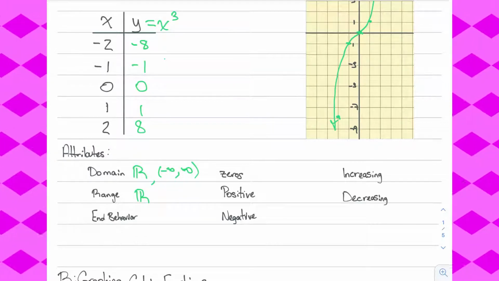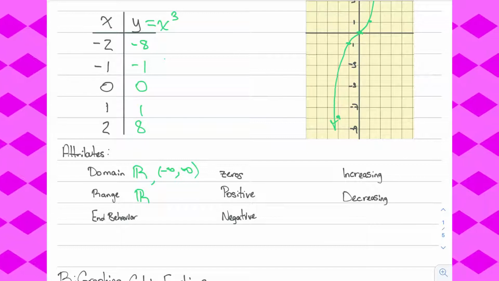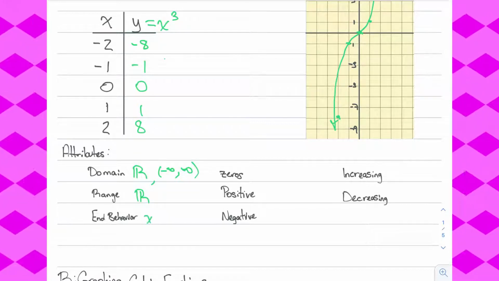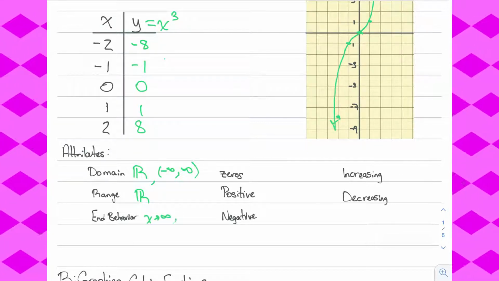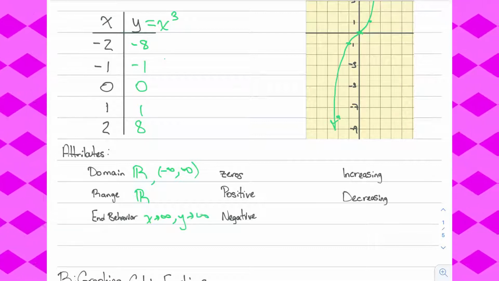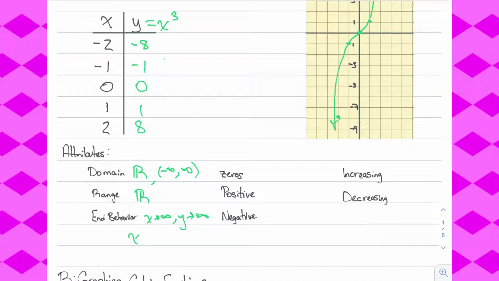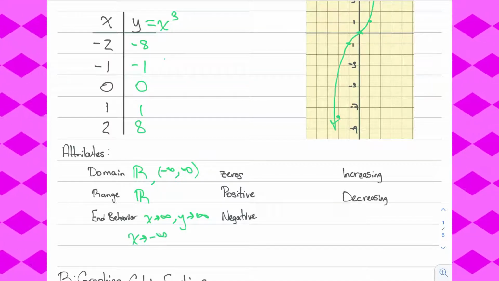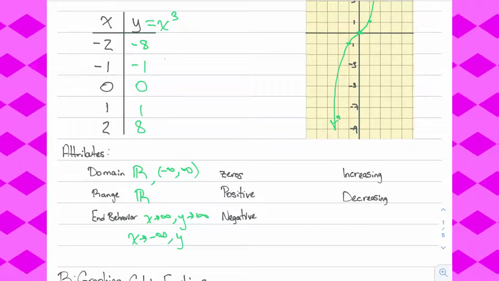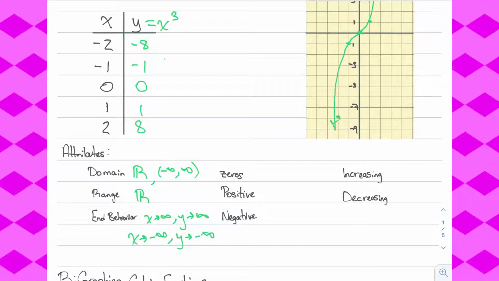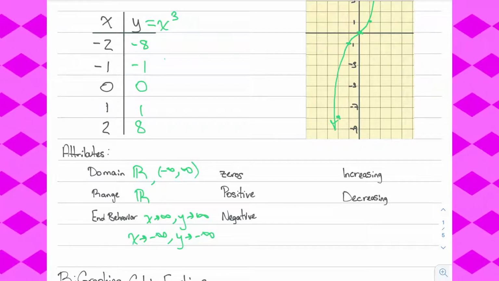End behavior, that's our statement of what happens really far at each end. As this function goes to the right, as x goes to infinity, it also goes up. Y also goes to infinity. As this function goes to the left, as x goes to negative infinity, it also shoots downwards. Y goes to negative infinity. So this goes right and up, left and down.